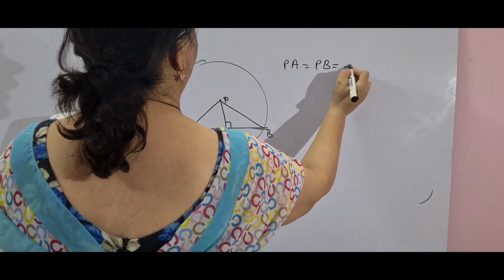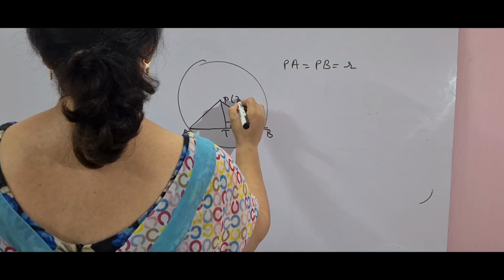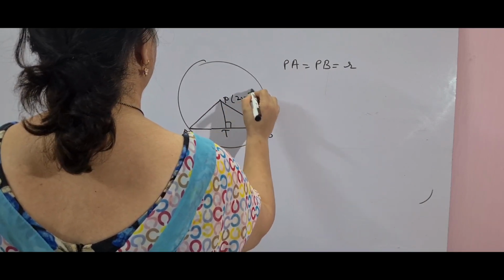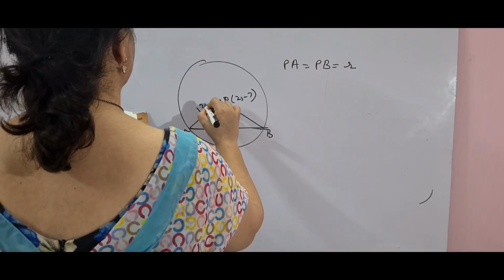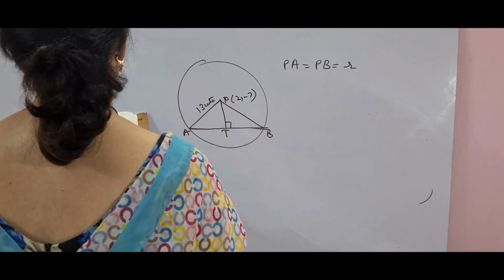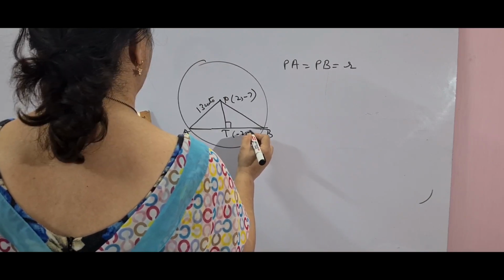The center P is (2, minus 7), I write the point and make the figure, and the radius is 13 units. So the radius is given to be 13 units, and T is also given to be (minus 2, minus 4), and I have to find AB.